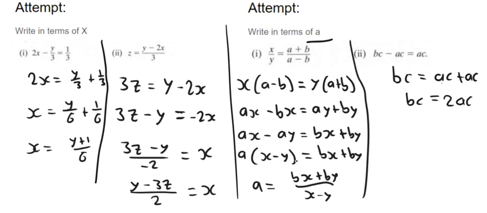I'm trying to get the a by itself. We only have one a in here, therefore you can bring across the 2c and divide it. So bc over 2c is equal to a, and then because we have a c on the top and the bottom, they'll cancel out, and we're left with b over 2 is equal to a.